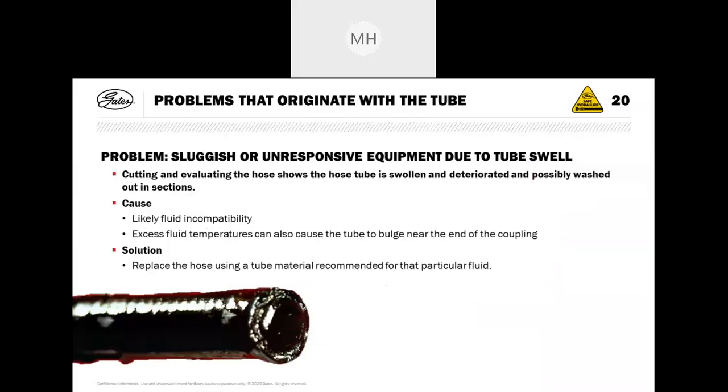Obviously, you can understand with this, if we have foreign material going through the hydraulic system, it would need a substantial amount of work to clean all of that out to prevent any other issues with the hydraulic system. So that's where selecting the correct tube for the fluid is imperative when installing a hose.